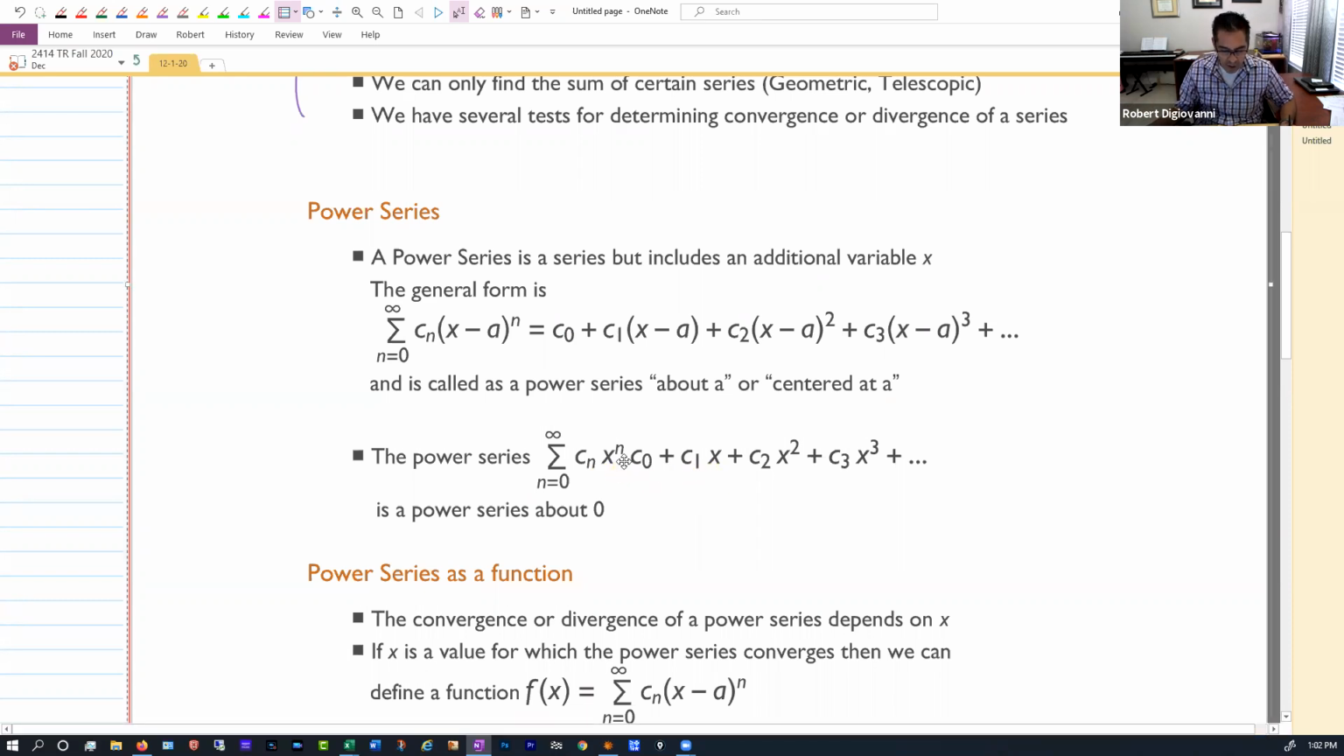I'm missing an equal sign right here. I just realized that's supposed to be equals right there. Equals c sub 0 plus c sub 1 times x, and so on, the rest of the way. So that's a power series about 0.